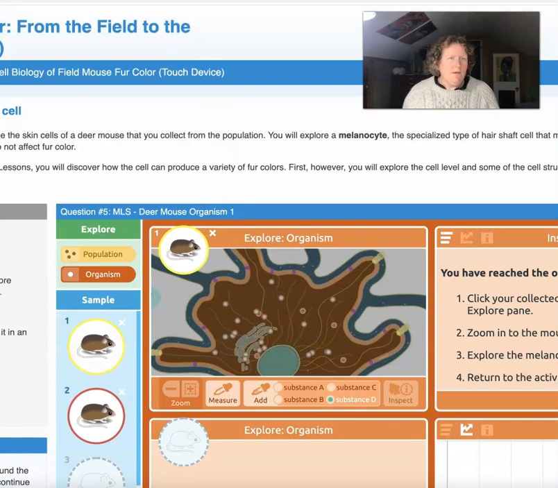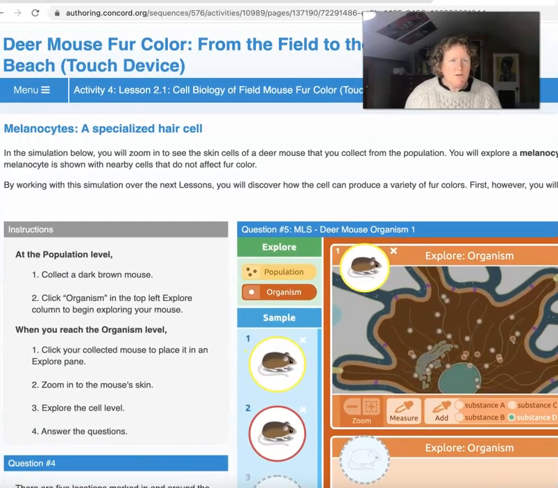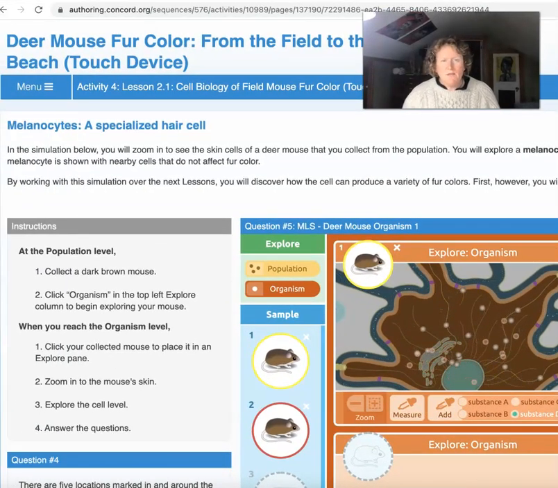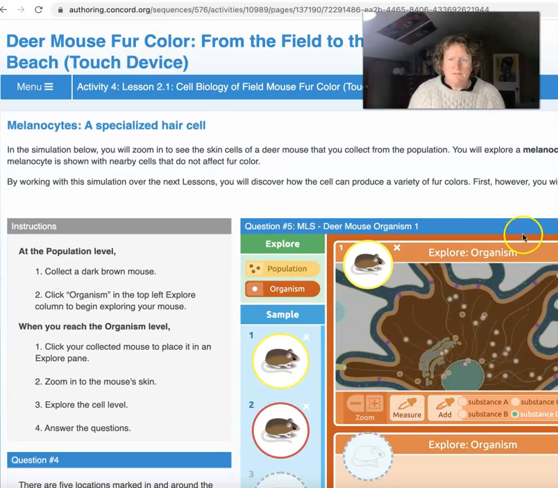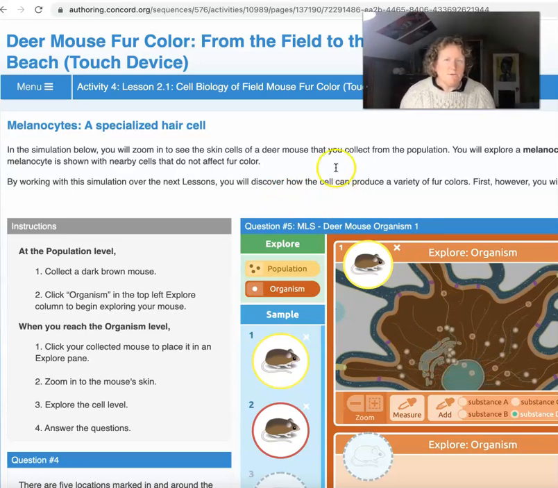So here we have Activity 4, 2.1, and we are on page 3. We're talking about melanocytes, a specialized hair cell. In the simulation below, you're going to zoom in to see the skin cells of a deer mouse that you collect from the population. We're going to explore a melanocyte, the specialized type of hair shaft cell that makes the fur different colors. By working with the simulation over the next lessons, you'll discover how the cell can produce a variety of fur colors. First, we're going to explore at the cellular level and some of the cellular structures.